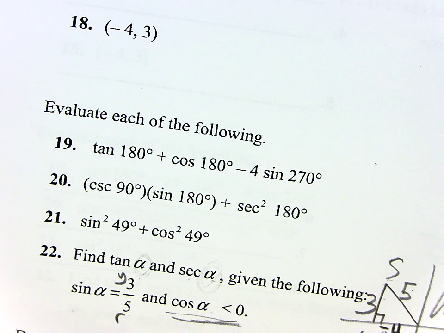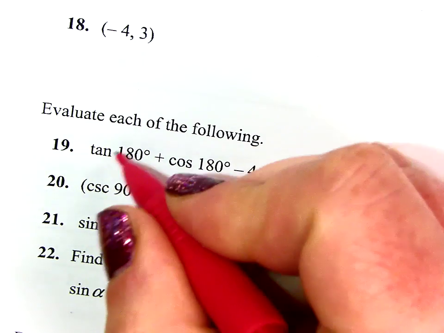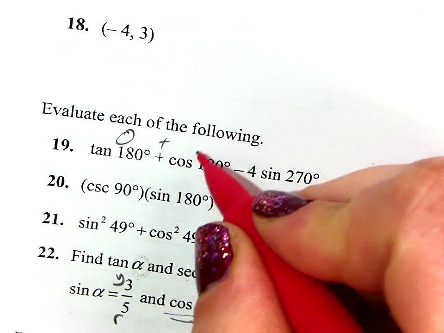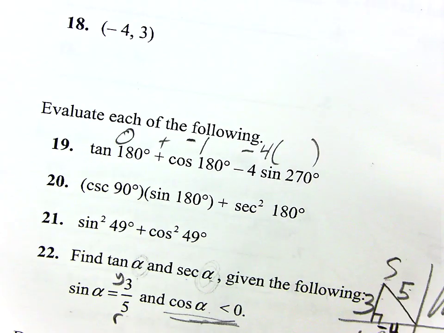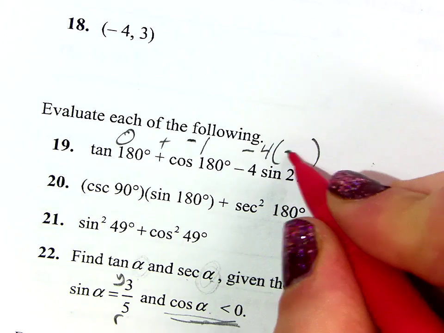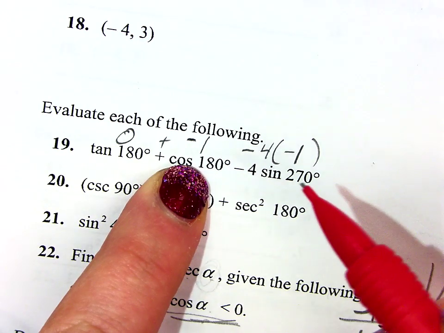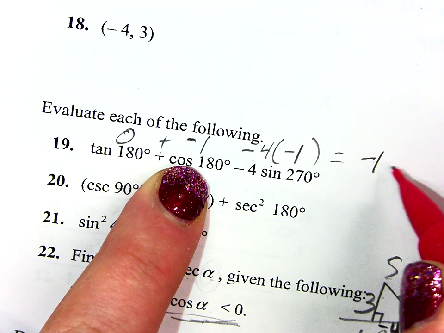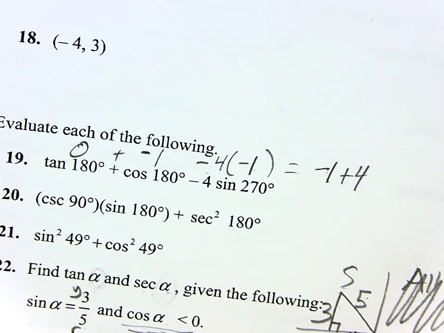So, I want to do tangent of 180. That's 0. Plus, let's see, cosine of 180 is -1. And then I want to do -4 times whatever the sine of 270 is. So sine of 270 is -1. So if we evaluate this correctly, 0 plus -1 is obviously just -1, right? But now I have -4 times -1, that's +4. So I'm really doing -1 plus 4. So my final answer is 3.